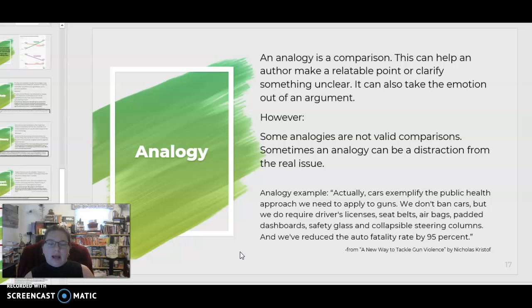The example is: cars exemplify the public health approach we need to apply to guns. We don't ban cars, but we do require driver's licenses, seat belts, airbags, padded dashboards, safety glass, and collapsible steering columns. And we've reduced the auto fatality rate by 95%. So in this analogy, the author is talking about cars, but they want you to apply those ideas to gun reform. This is an example of how we can use an analogy as a piece of evidence in an argument.